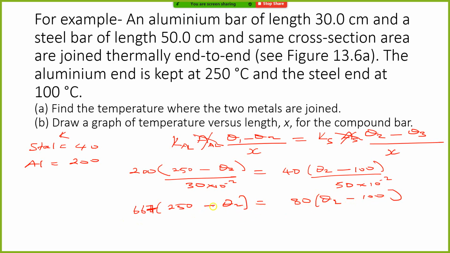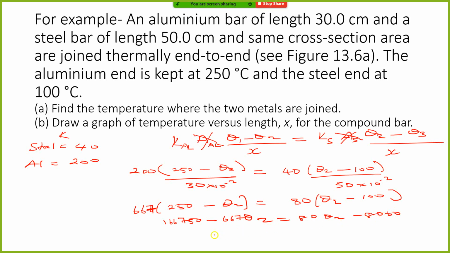What I'm about to do is to just expand this. So we're going to take this number that is on the outside and multiply it throughout. So when I do that, I'm essentially saying 667 times 250, I get 166,750 minus 667 θ2 is equal to 80 θ2 minus, well, 80 times 100, that's 8,000.